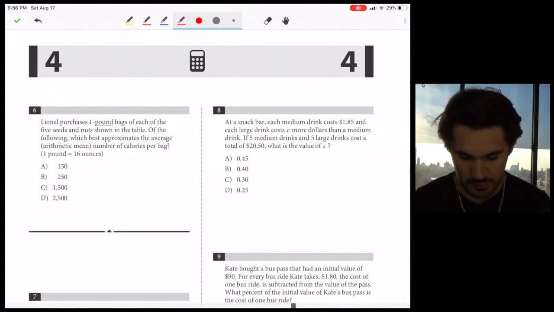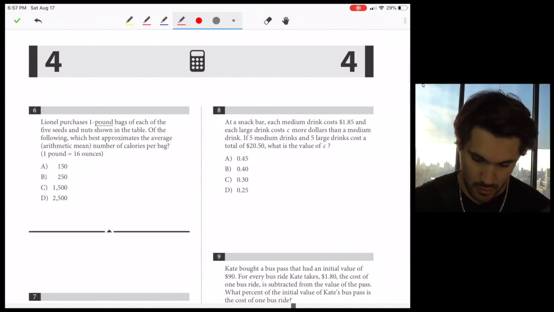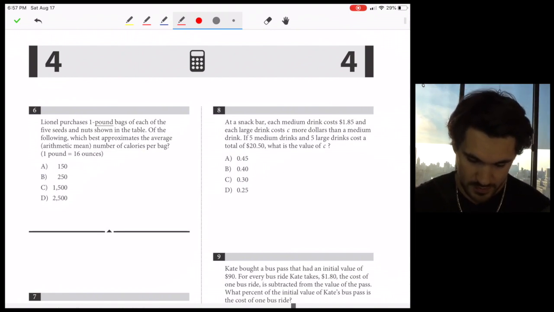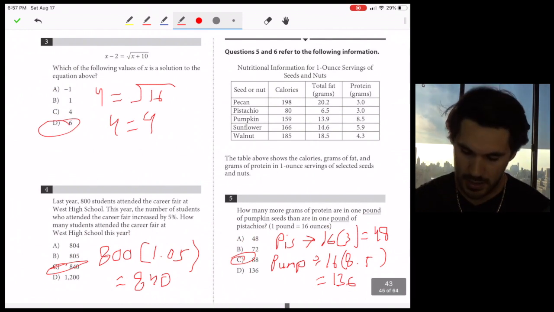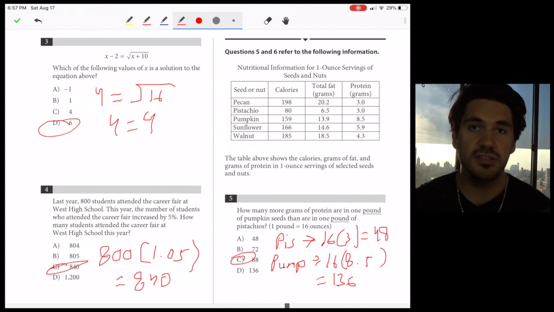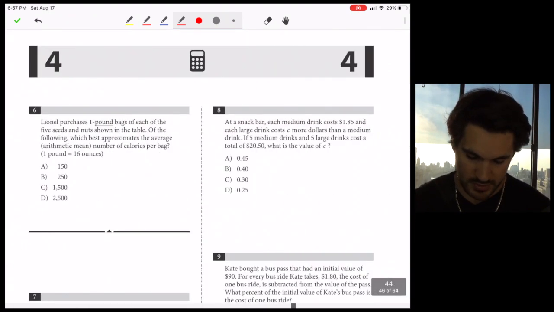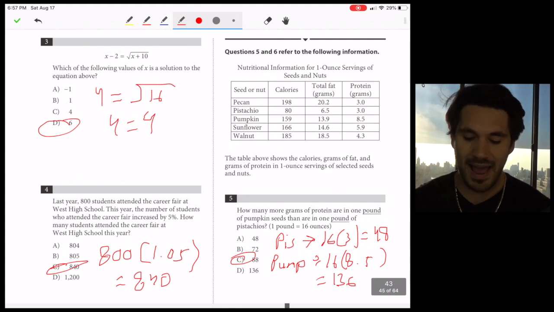Number 6. Lionel purchases 1 pound bags of each of the 5 seeds and nuts shown on the table. Of the following, which best approximates the average arithmetic mean number of calories per bag? Okay, of each of them. Oh my, that's a lot of nuts. So what we need to do is basically multiply each of the calorie counts for each of the nuts by 16, since 1 pound is 16 ounces. And since we want the average per bag, we then divide it by 5.